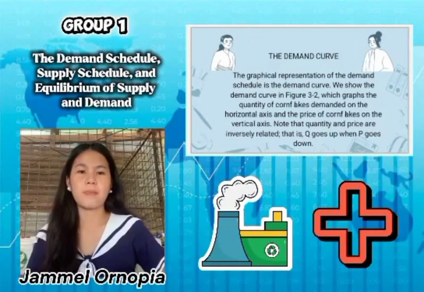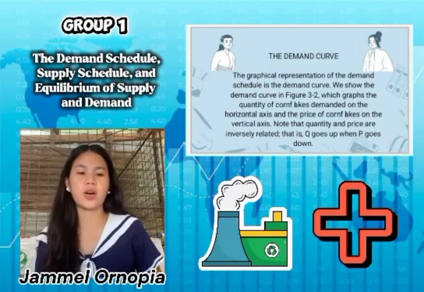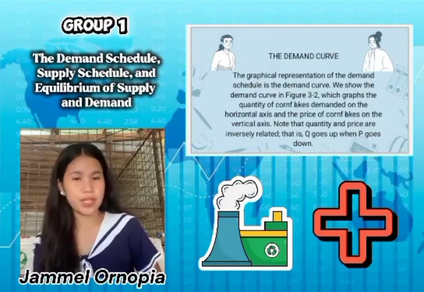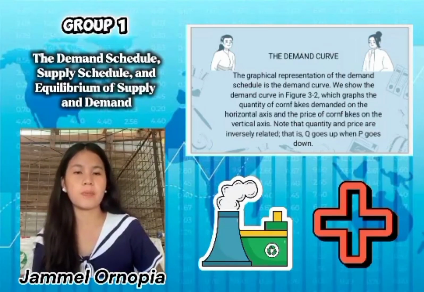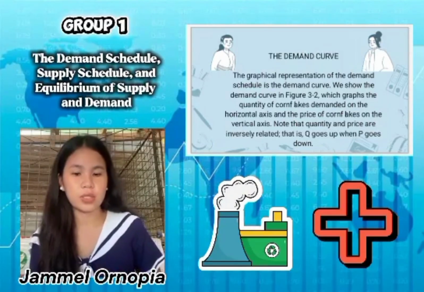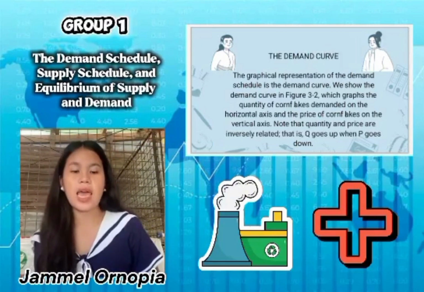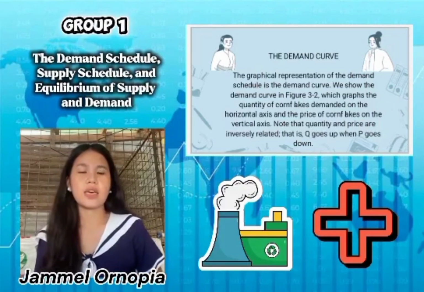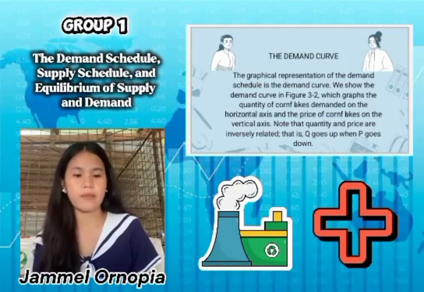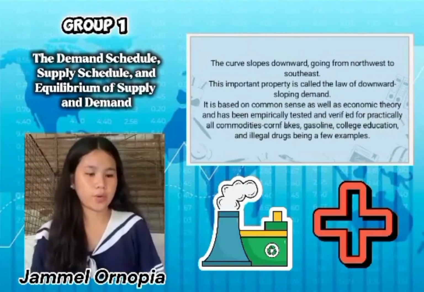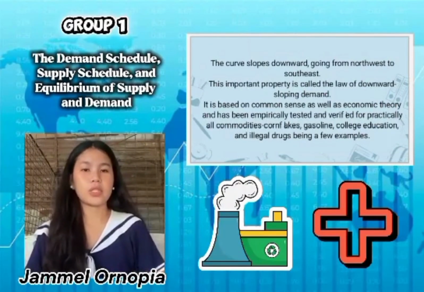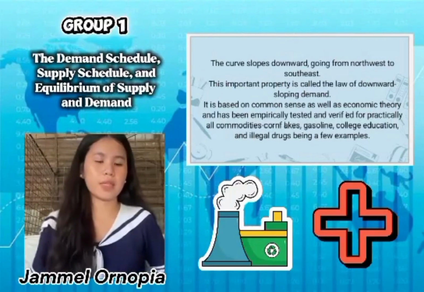So next, let's talk about the demand curve and the law of downward sloping demand. First, what is the demand curve? The demand curve is a graphical representation that shows the relationship between the price of a good or service and the quantity demanded by consumers within a given period. It helps us understand how much consumers are willing and able to buy at different price levels. A demand curve is a line or curve on a graph that shows the relationship between the price and quantity demanded of a product.